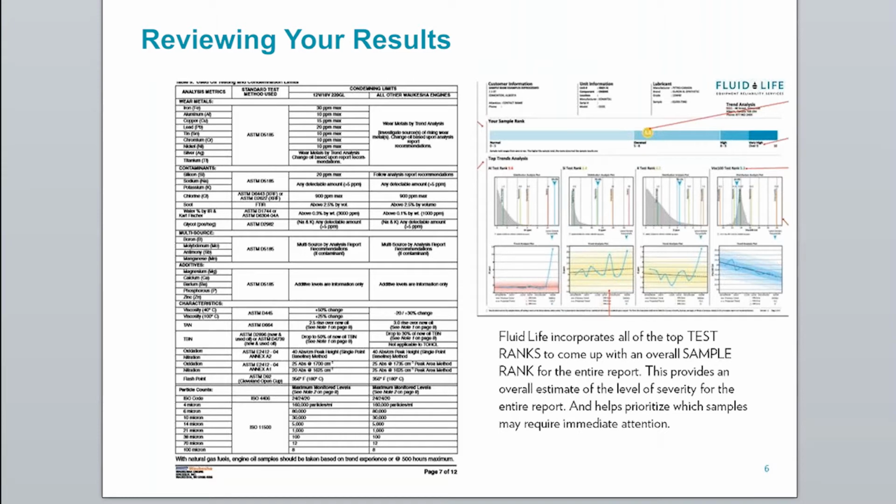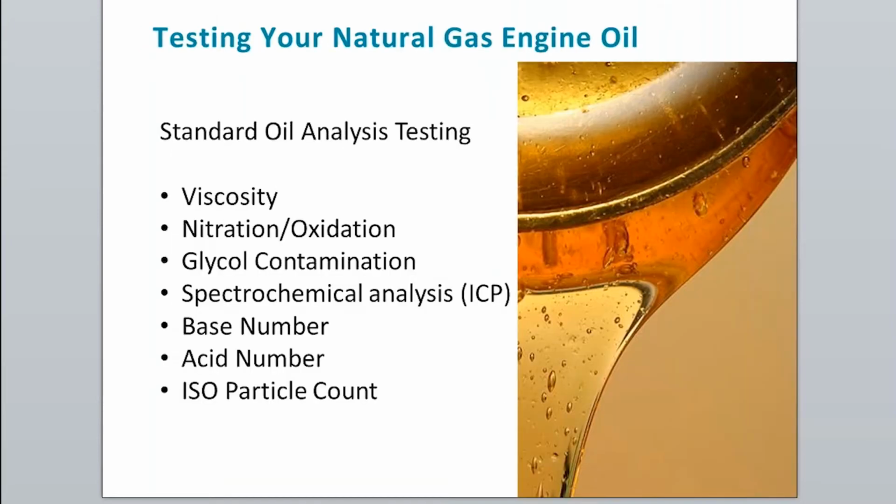One of the most effective and least expensive natural gas engine condition monitoring techniques is, of course, oil analysis. The oil analysis tests that should be considered standard, and the ones we're going to focus on today, are viscosity, nitration and oxidation, glycol contamination, spectrochemical analysis by ICP, base number, acid number, and ISO particle count. So let's get started and take a look at some analysis reports.